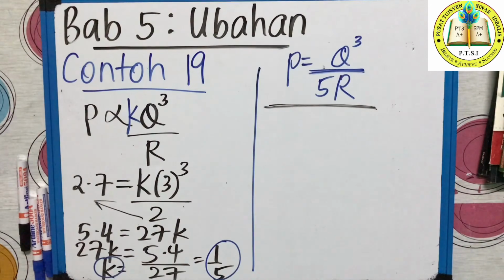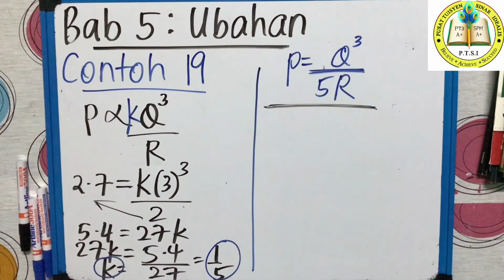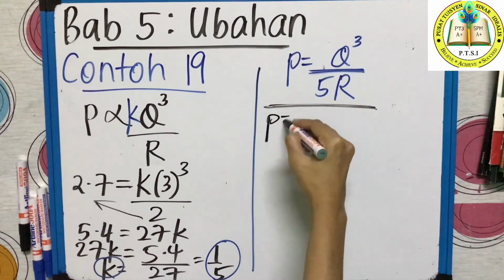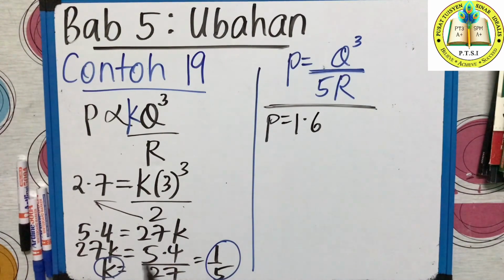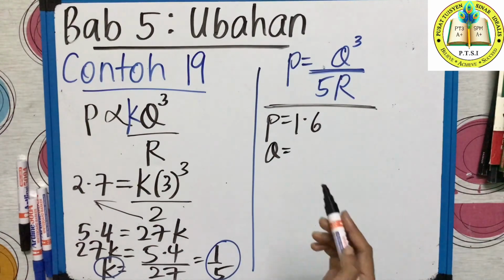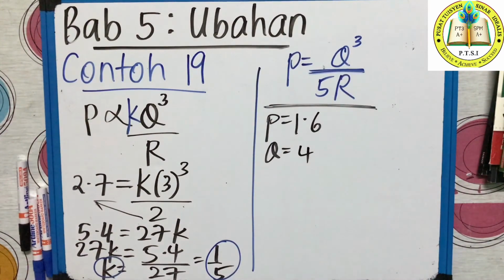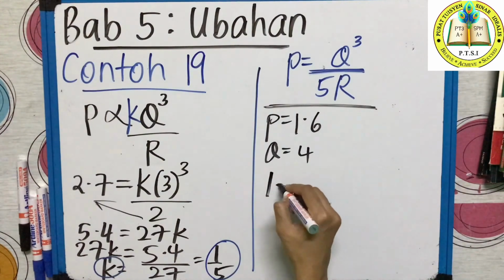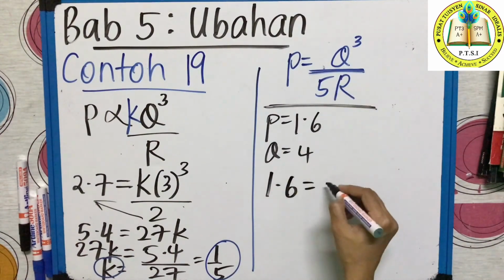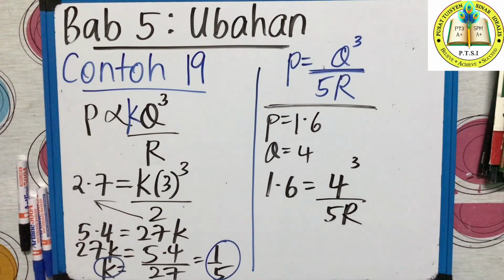Okay, kamu sudah pun dapat persamaan. Yang ni ungkapkan persamaan is the same. Now, you have to find the answer. P, inilah yang diberi P 1.6 dan Q diberi 4. So, you ganti in the equation. So, teacher ganti 1.6 equal Q tu 4, right? So, 4 kuasa 3 over 5R. So, how to solve this?